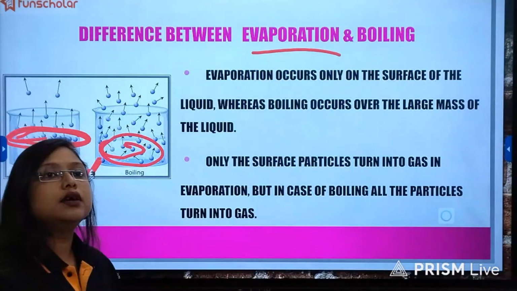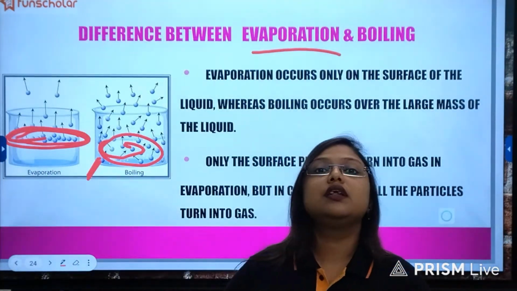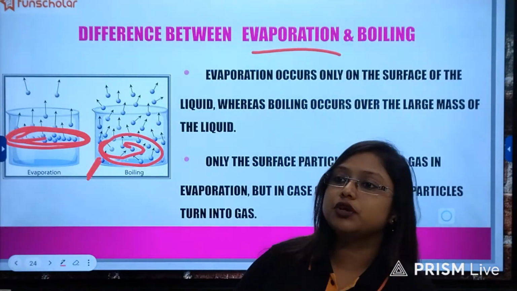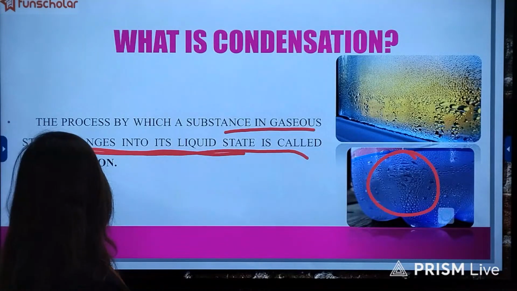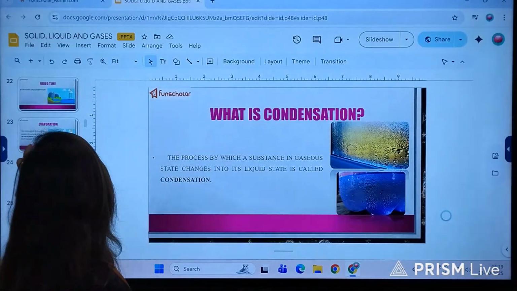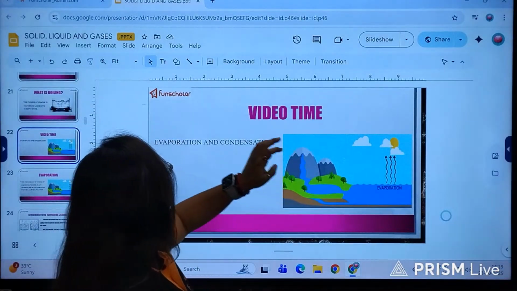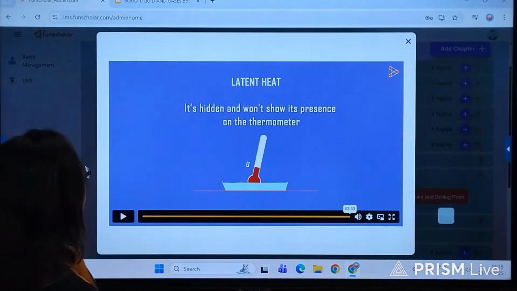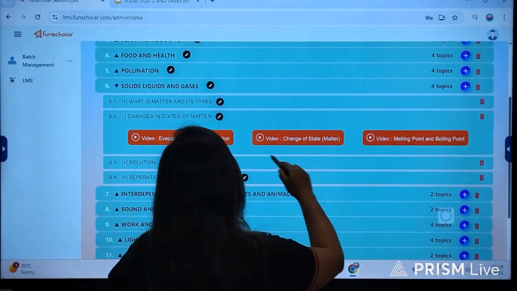Another thing we can talk about is municipal water treatment. That is also an example where the evaporation technique is used. Okay, next we will come back to our video on evaporation and condensation. Let's watch it, and after that we will continue with another topic on these techniques.